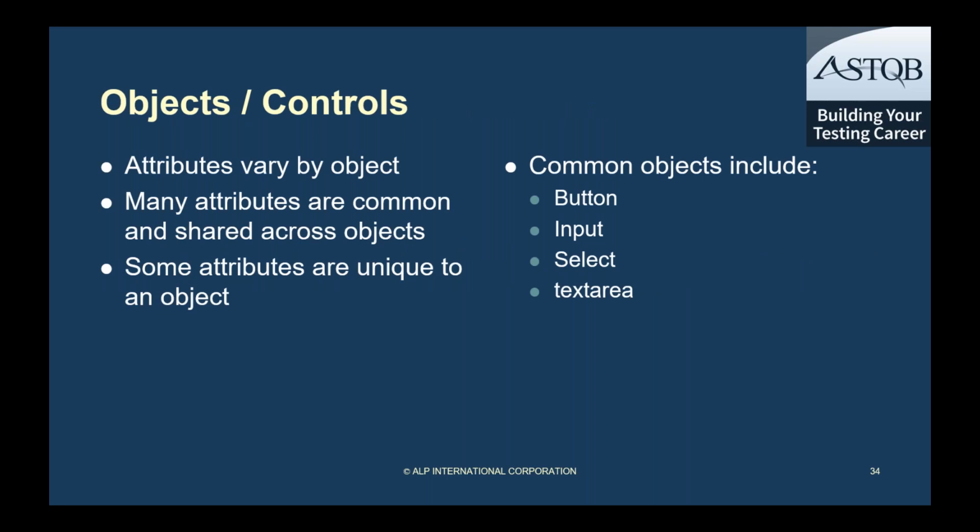Now, when we talk about objects and controls, each object has different attributes, but they also share certain attributes. And conversely, some attributes are only specific to certain objects. So when we talk about objects, what are we really talking about? We're talking about the button that you press. We're talking about the input field where you enter information, be it alpha or numeric or a combination. We're talking about things that you select, or links that you click on, or text areas that you click on, anything that basically will elicit a response from the application.